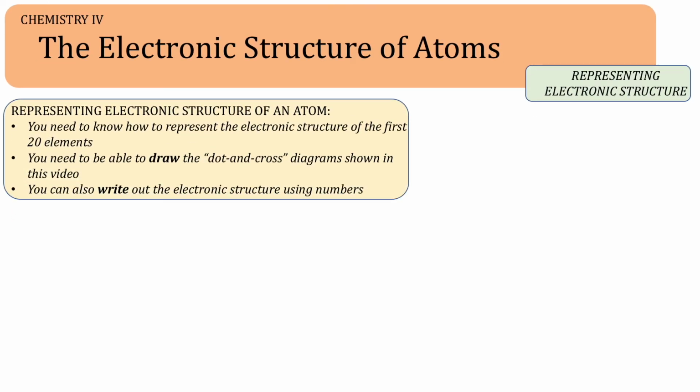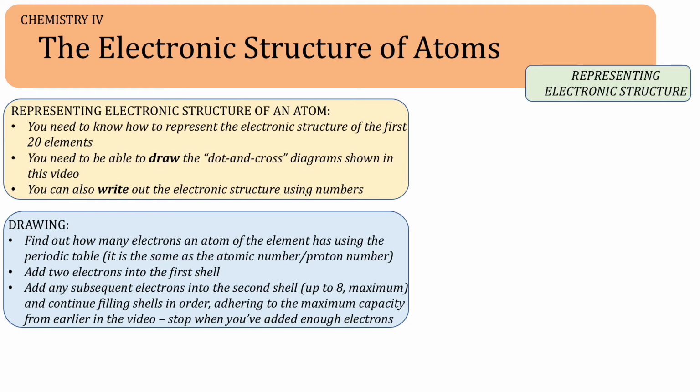Okay, so how can we represent the electronic structure, the electronic configuration? Well, firstly, we need to know how to draw these diagrams called dot and cross diagrams, which is very similar to what we have here. And we also need to be able to write the electronic structure using numbers. So let's have a look at this. How can we draw this? How can we write this out?